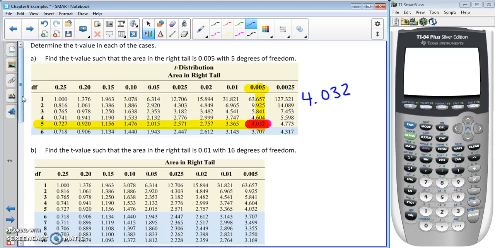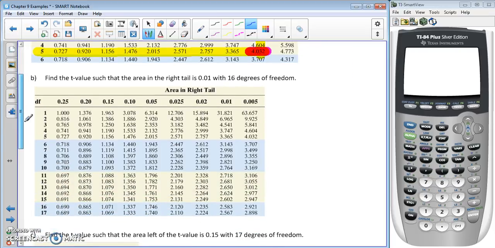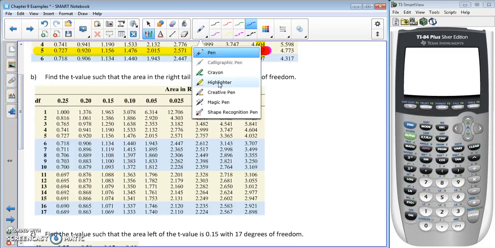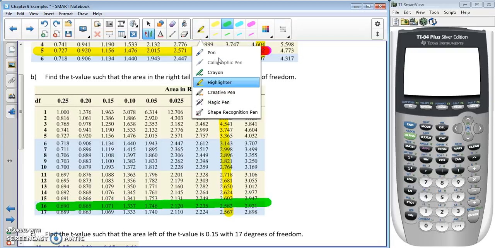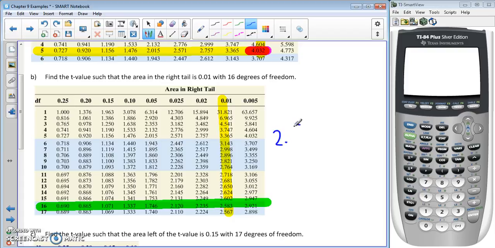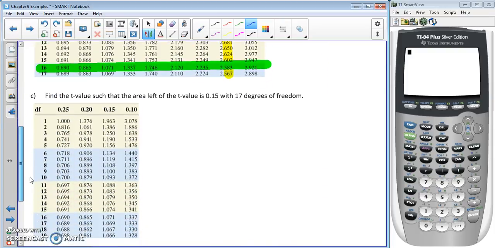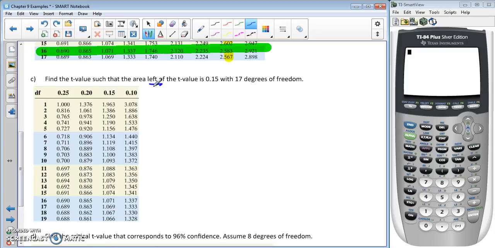So the next one, we want the t-value such that the area in the right tail is 0.01 with 16 degrees of freedom. So same idea. So 0.01, and then 16 degrees of freedom. So here we're looking at 2.583.